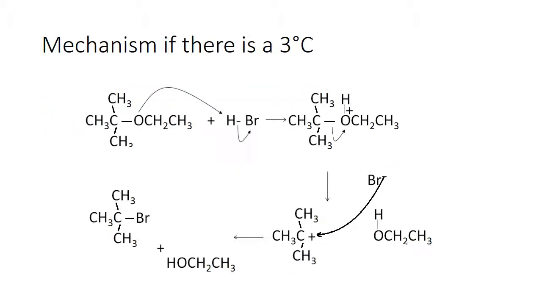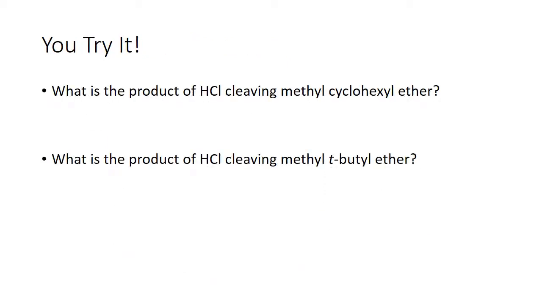So here's the mechanism if there is a tertiary carbon. What you see right away is that the oxygen gets protonated. That makes the oxygen into a good leaving group. Because now there's a tertiary carbon, the SN1 occurs very fast, and that leaves as a leaving group. So we get the primary alcohol here. Now the bromide dives into the carbocation and forms the alkyl halide. So we end up getting the tertiary alkyl halide whenever there is a tertiary carbon in the ether.